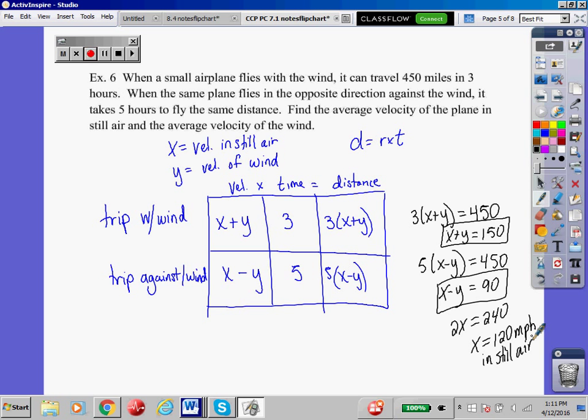Then what would y be? You can use any of these 4 equations. Yeah, y is 30. And what does y represent? That's the wind speed, right? Yes. That's your wind speed. All right, so you've got some homework problems on this.